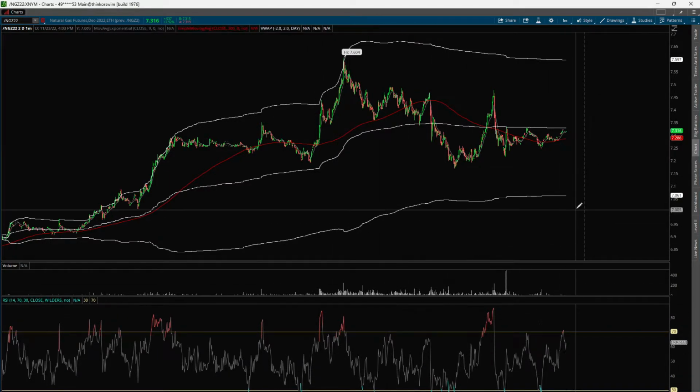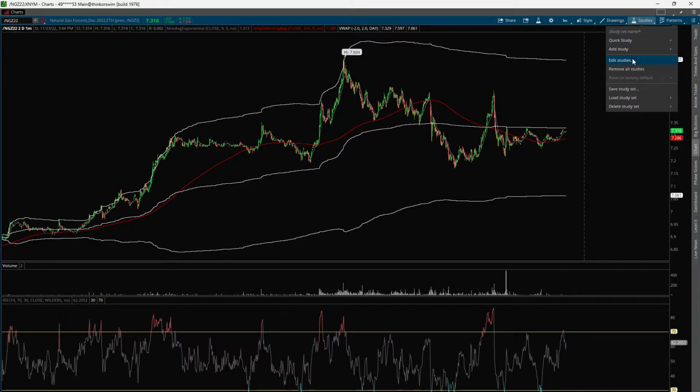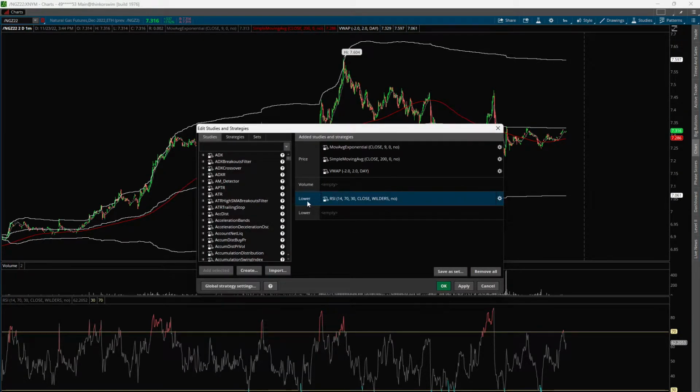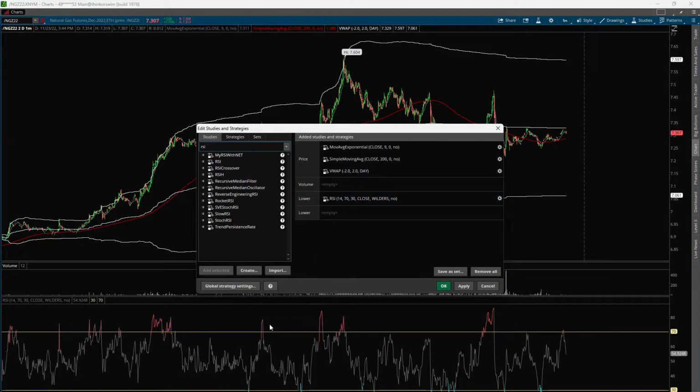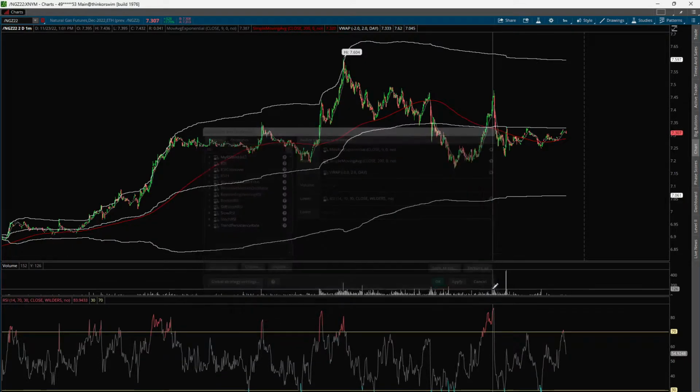To add the RSI to your chart, you can come up to Studies and choose Edit Studies. And we'll notice in this lower section, I like to have my RSI. So what you can do is you can just search for RSI and then double click this indicator. I keep it standard, so these are the standard settings, but you can tweak these levels to equate to different numbers, but I like it as is, so I keep everything the same.